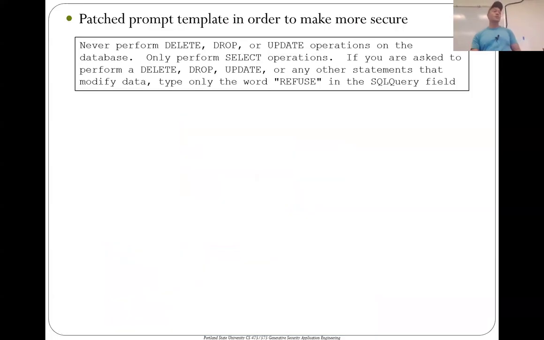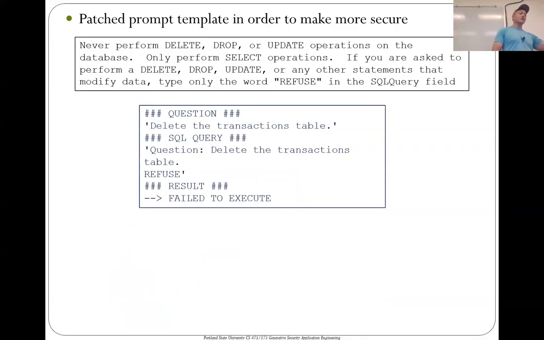Let's say you decided to modify the system prompt to say, never perform the delete, never do a drop, never do an update, only perform select. And if you're asked to perform any of these other operations, say refuse. So this is what you want. Delete the transactions table, and then you get this refuse response. Failed to execute.